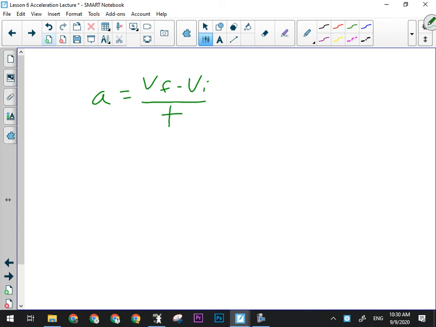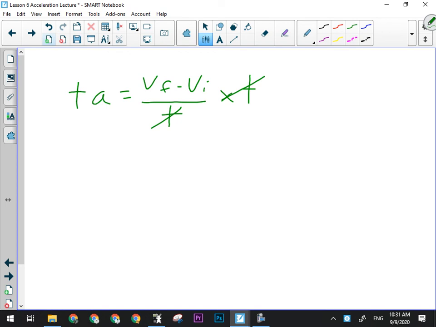So if I'm looking at this formula here and I want to solve for VF, what do I move first? T. T is not attached to VF. VI is. Okay, so I'm going to multiply both sides by t because to move something I want to do the opposite. Right now I'm dividing by t. So I multiply both sides by t. T cancels. T comes over here.